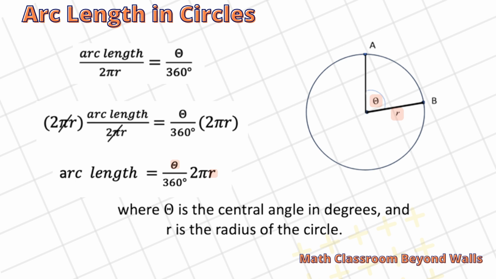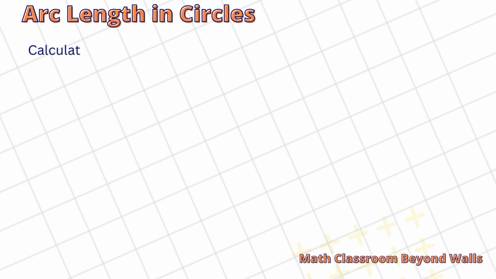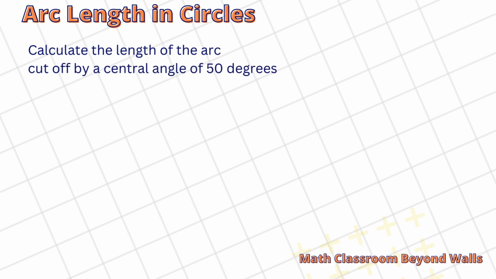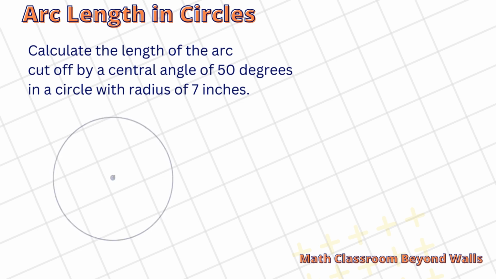Here's the first problem. Calculate the length of the arc cut off by a central angle of 50 degrees in a circle with radius of 7 inches. Can you visualize the situation after reading the problem? A good practice is to represent the situation through drawing if there is no figure given. Let us try to draw a figure representing the situation. We have a circle with a central angle of 50 degrees and a radius of 7 inches. There you are. We now have the figure.